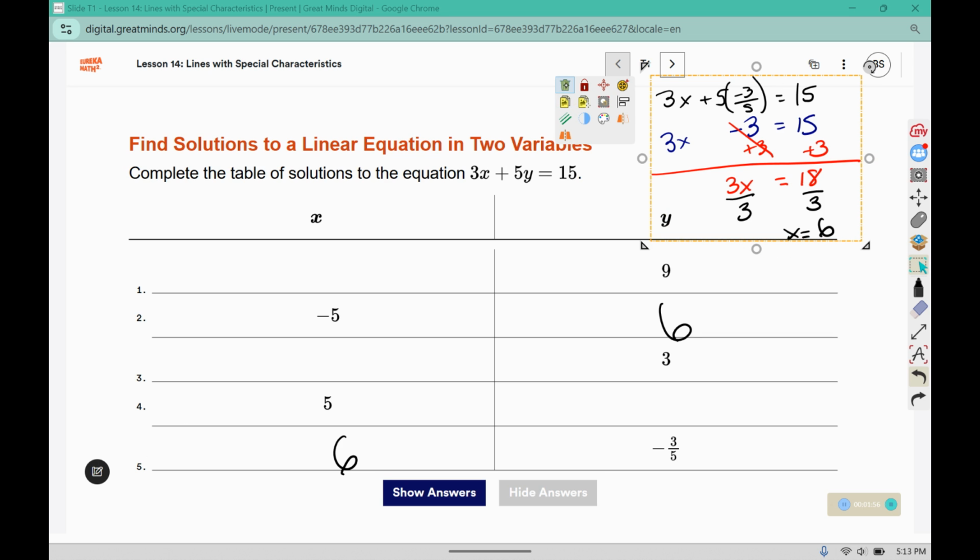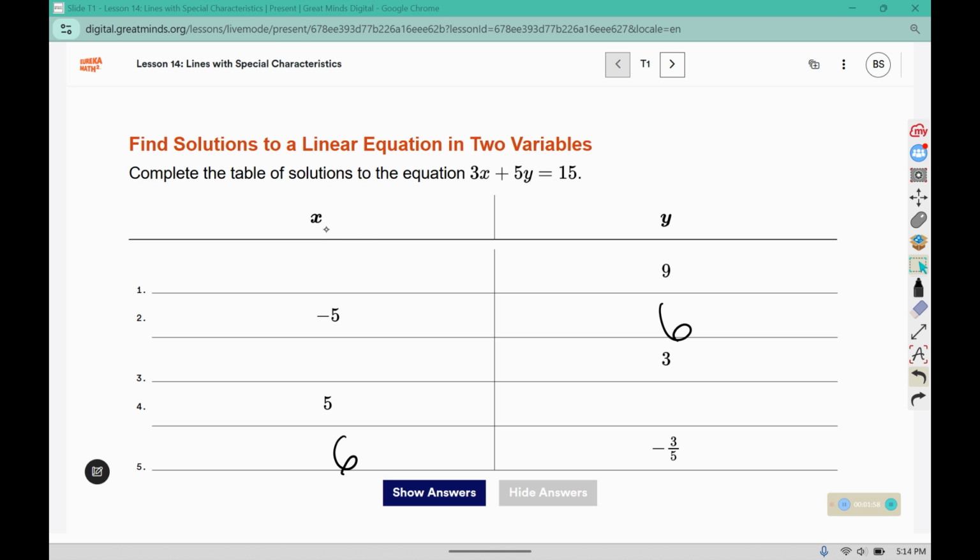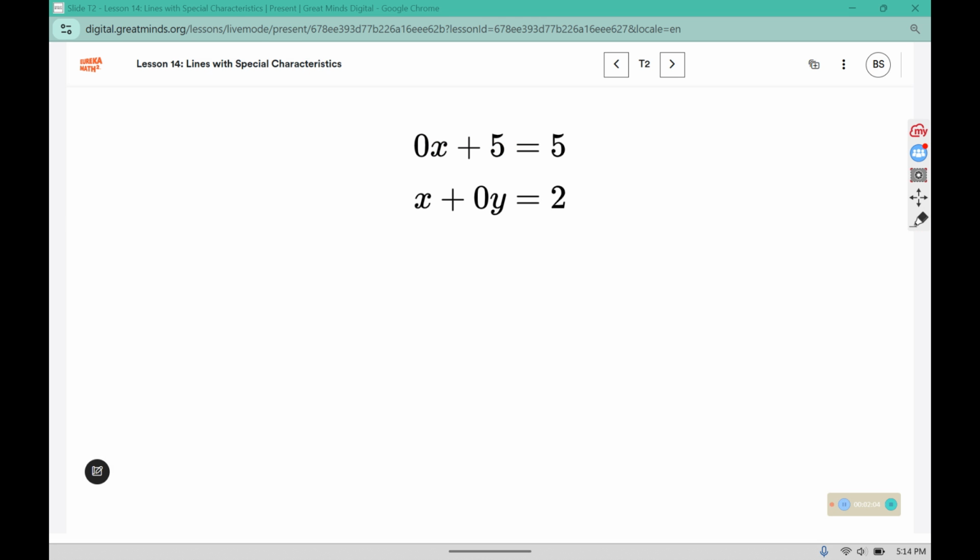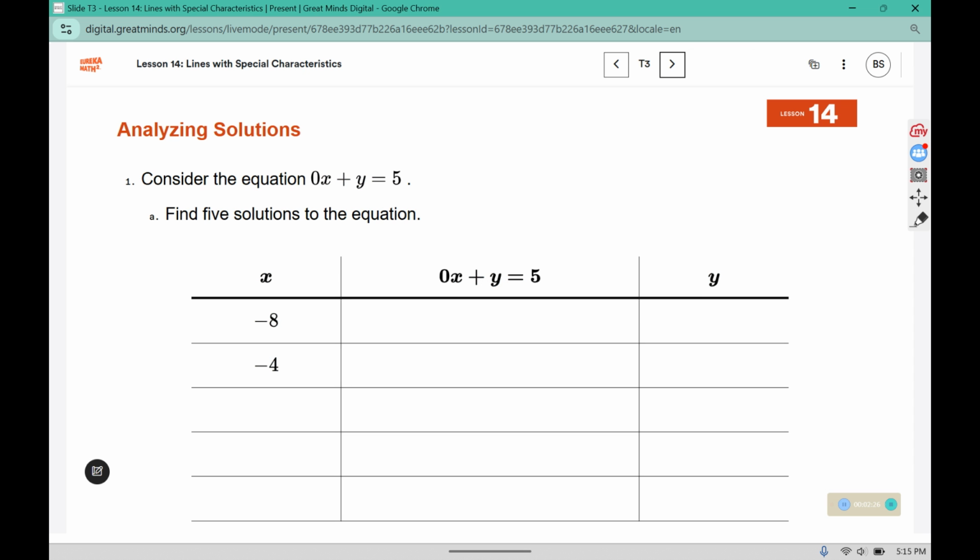Plug in the remaining values into the correct variable and solve for the other variable. What do you notice about these two equations? Well, this one has a 0 for the x term, and this one has a 0 for the y term. So there are a few special cases of these equations that we're going to look at today.